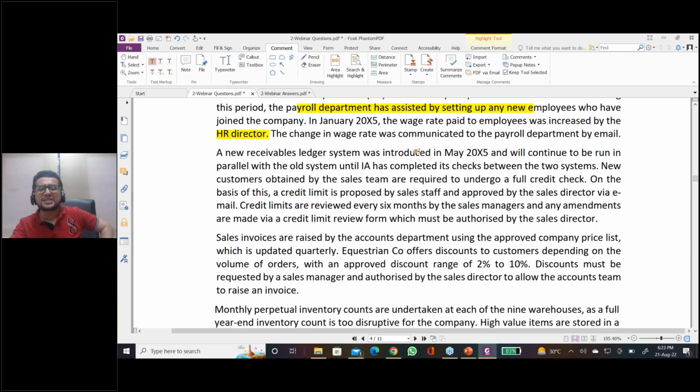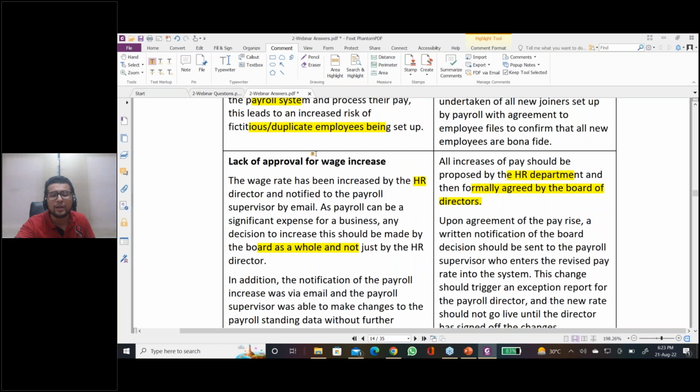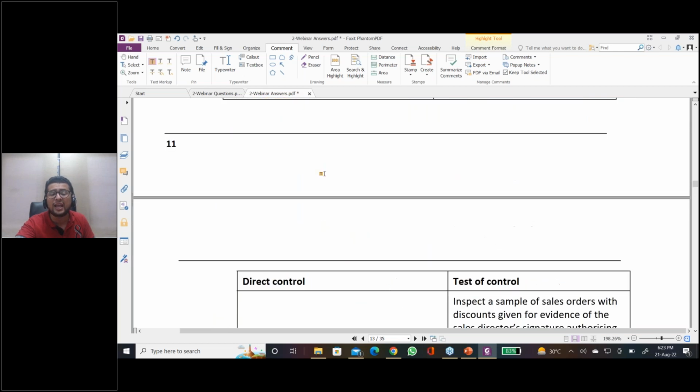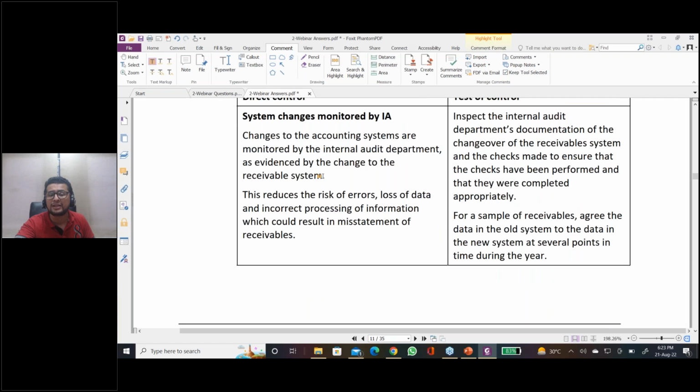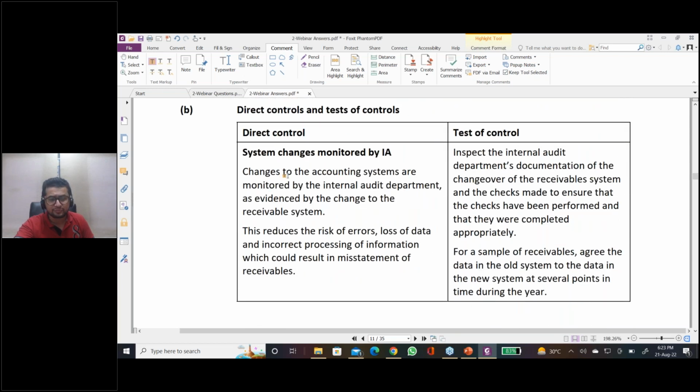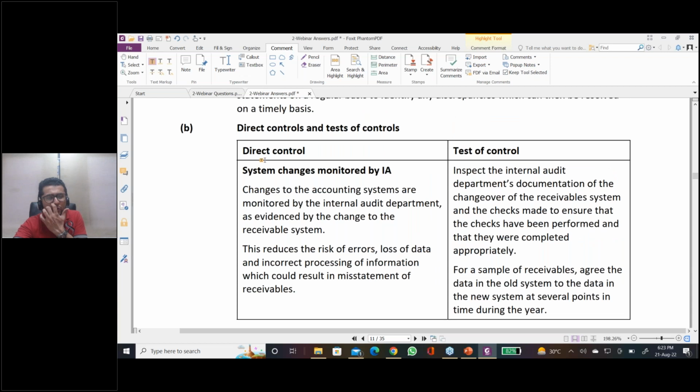A new receivable ledger system was introduced in May 20x5 and will continue to be run in parallel with the old system until the internal audit department has completed its check between the two systems. That's a key control. They launched a new system, but both systems were run in parallel, and then the internal audit department completes their checks and then they will get rid of the old system. So this is a key control. This is a direct control, and this control will ensure that any errors which could lead to material misstatement in the receivable balance could be identified. Check it out. That's the first direct control.